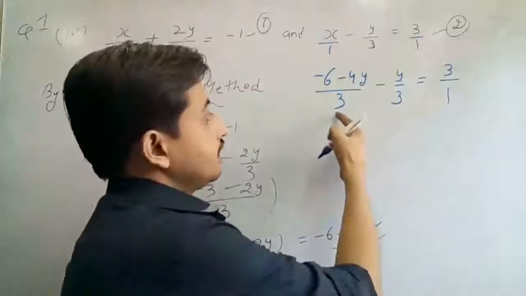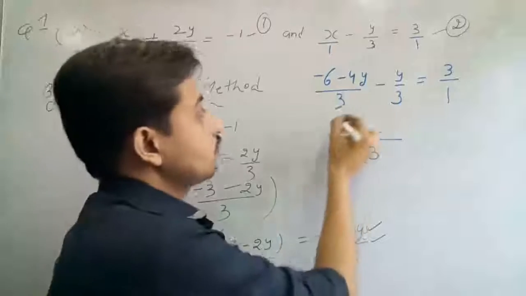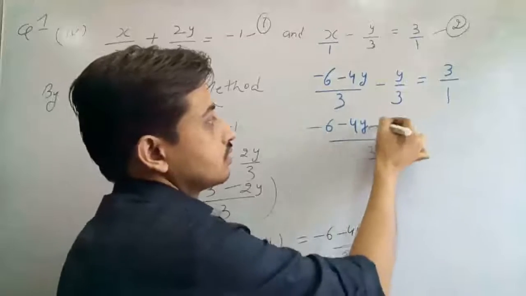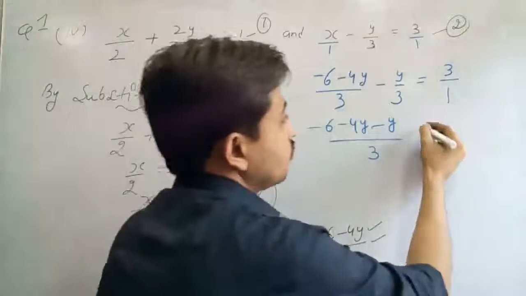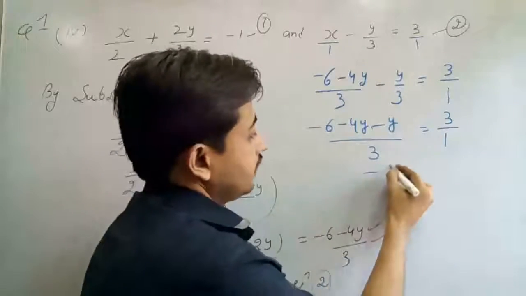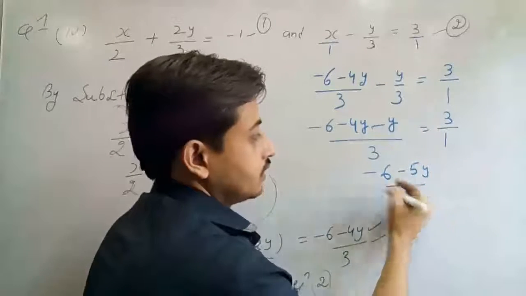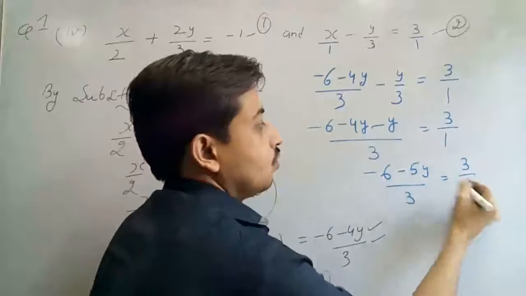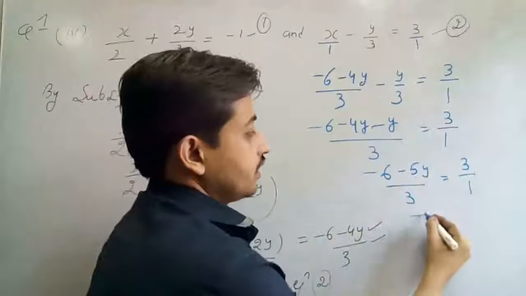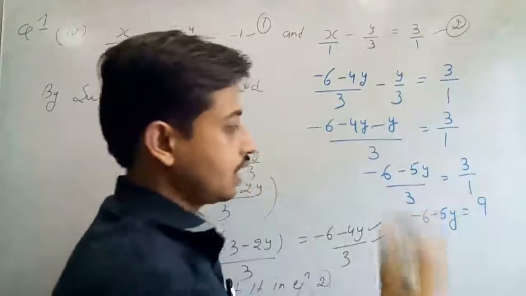What we have to do? Take the LCM. 3 LCM is what? 3. So we write the numerator as it is, minus 6 minus 4y and minus y, which is equal to 3 by 1. Now to solve further, minus 6 minus 4y and minus y, we get minus 5y divided by 3 is equal to 3 by 1. So do cross multiply first. If we multiply with 1, we get minus 6 minus 5y and 3 into 3 we get 9.